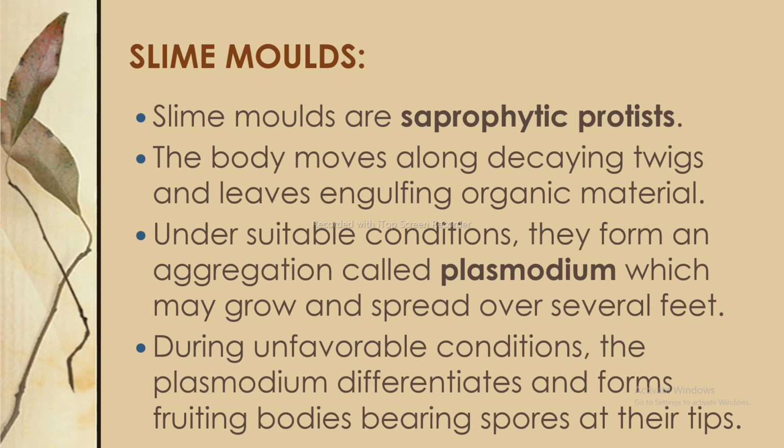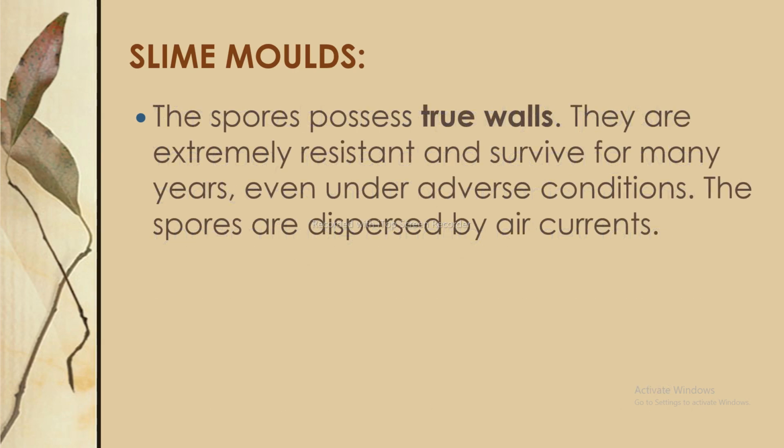During unfavorable conditions, the plasmodium differentiates and forms fruiting bodies bearing spores at the surface. The spores possess true walls. They are extremely resistant and survive for many years. Even under adverse conditions, the spores are dispersed by air currents.